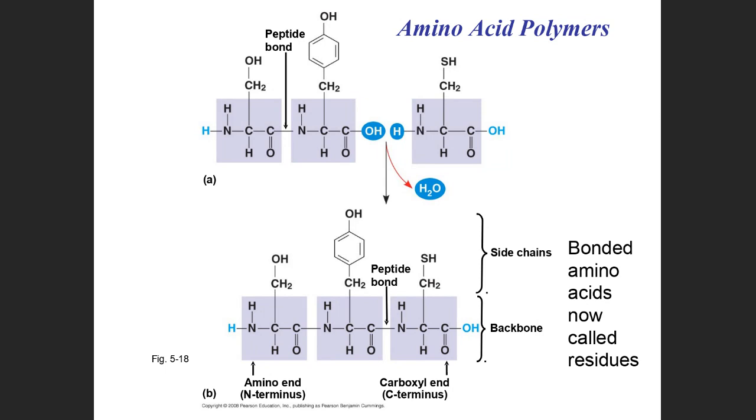We can test for the presence of peptide bonds, to determine if something has protein in it. And we'll see how to do that in lab today. So when you join two amino acids together, you form a peptide bond. And so that's how we get a polypeptide.